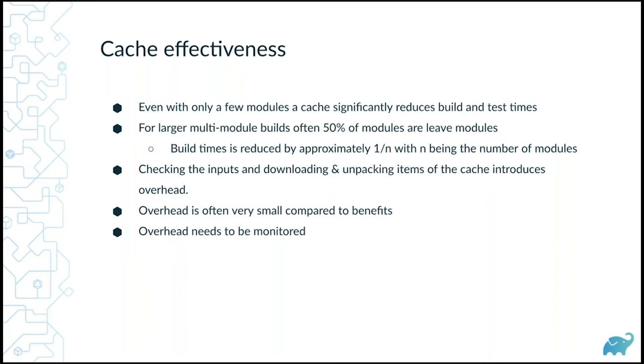What we see with larger multi-module builds is that often 50% of the modules are leaf modules, so no other modules depend on that module. And for those modules, the build time is reduced by approximately 1 divided by n, with n being the number of modules, right? So if you have 100 modules, like let's say the Spring Boot project, then you have approximately 1/100th of the build time when you change such a leaf module. The effects are tremendous of a build cache.